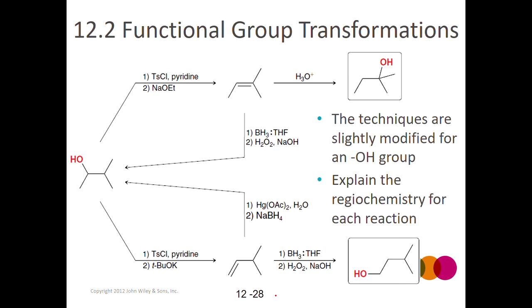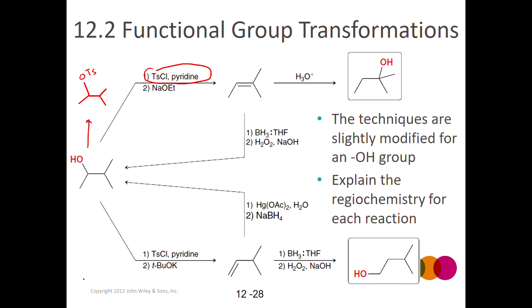Here's another slide that shows some of the reactions from last semester. So maybe you have to start with an alcohol. If you have to start with an alcohol and you want to make an alkene or move the alcohol to another position or replace it with some other group, you probably would need to start by converting it into a leaving group. So if you remember last semester we talked about tosyl chloride and pyridine. That step converts the OH into an OTs.